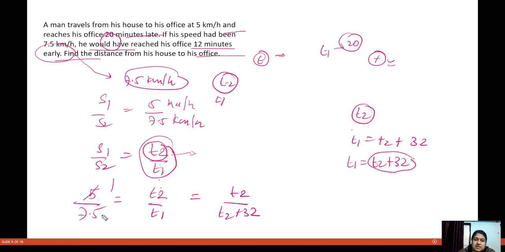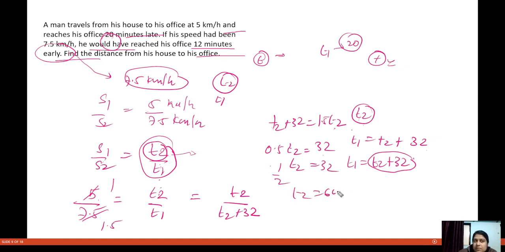This is 1 times, this is 1.5 times. So we have t2 plus 32 is equals to 1.5 into t2. Now this is becoming 0.5 times t2 is equals to 32. So t2 is going to be how many minutes? This is 1 by 2 t2 equals 32, and t2 is going to be 64 minutes. Now it is asking find the distance from his house to his office. So t2 is equals to 64 minutes you have.